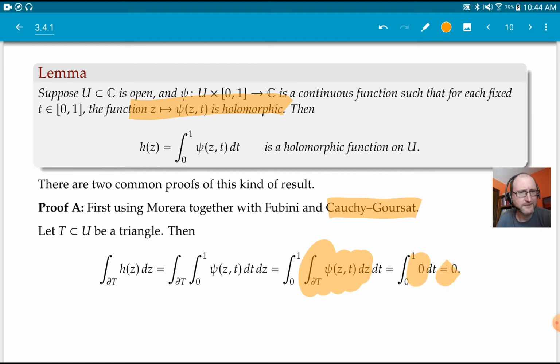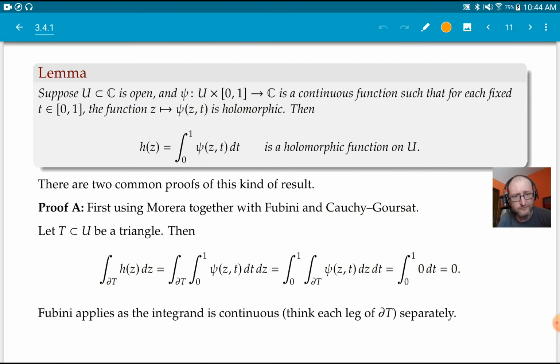So we're just integrating zero, and we get that this guy is just zero. Again, Fubini applies as the integrand is continuous. And again, you wouldn't necessarily need continuity. Since these are integrals over bounded intervals, as long as everything is bounded, it would be enough by the Lebesgue version. But the simplest version of Fubini is good enough. All right. And so H is holomorphic.